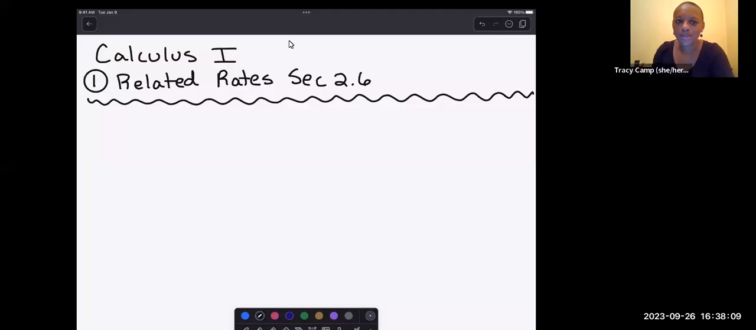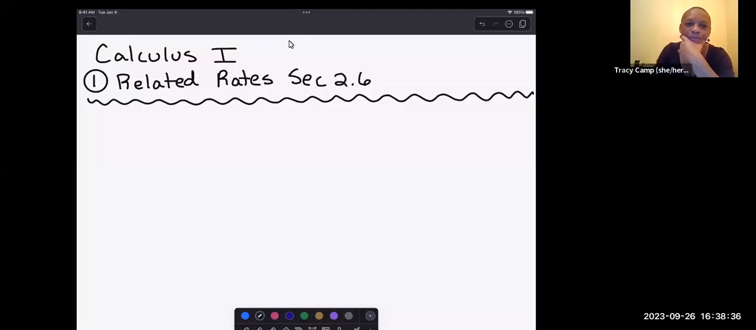Hello, Calculus 1 student. This is the lecture for section 2.6, which is all about related rates. Related rates are exactly what they sound like. They are rates that are related to each other. Generally, the idea with these related rates problems is that we use a known rate in order to find an unknown rate.